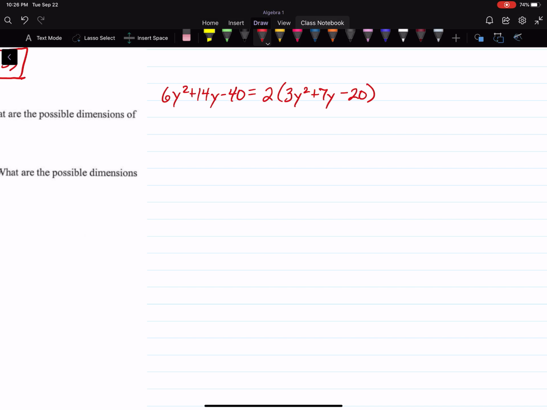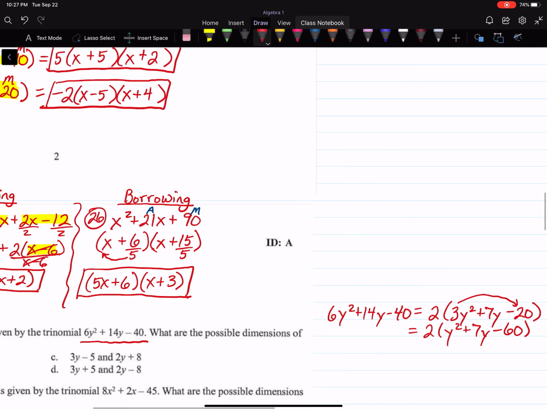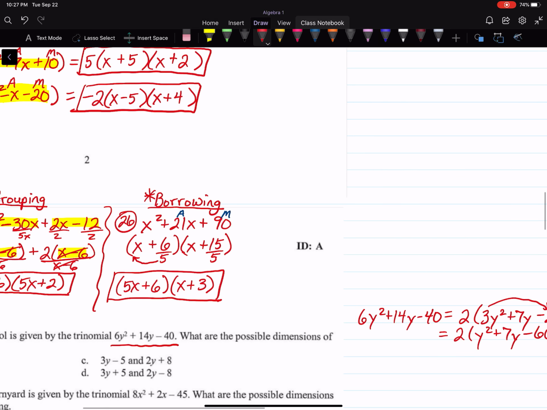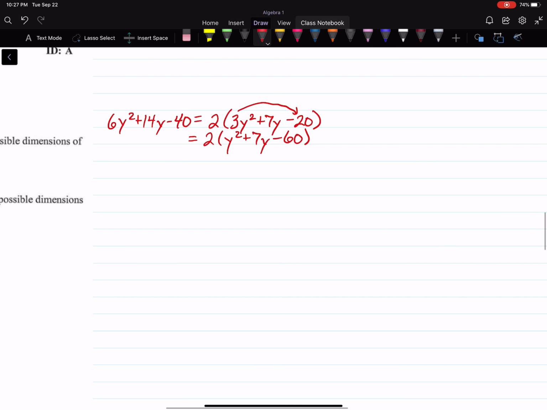to borrow inside here. So 3 and negative 20 make negative 60. So let's figure out, let's see here. Oh goodness. I hope we don't, you know what? I said borrow, so let's borrow. I'm going to borrow here. Multiply that. So we'll have 2 times y squared plus 7y minus 60. So again, I'm doing it the borrow way. I'm doing it like this one. Okay? So I'm borrowing that 3.